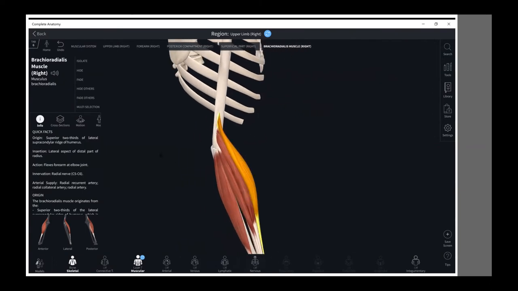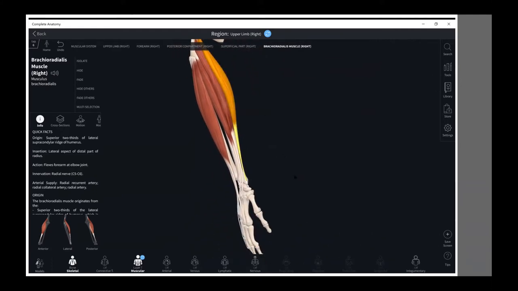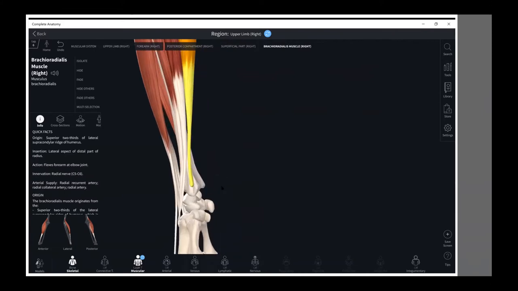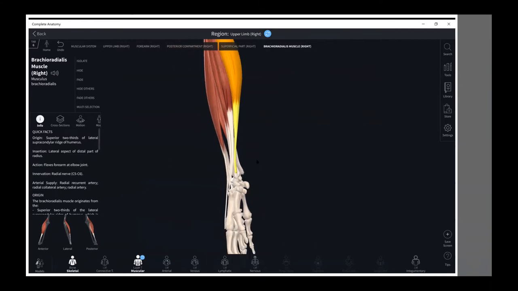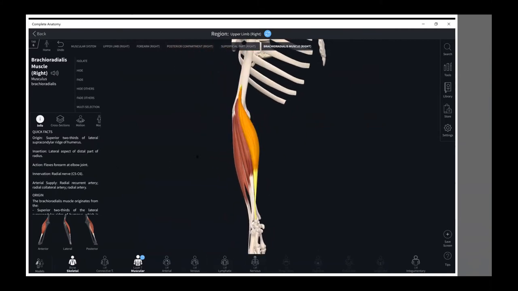So brachioradialis, the origin is the superior two-thirds of the lateral supracondylar ridge of the humerus. It inserts into the lateral aspect of the distal part of the radius. So we come way down. And so its action is it flexes the forearm at the elbow joint, since that's the only joint that it passes. Its innervation is by the radial nerve, C5, C6.